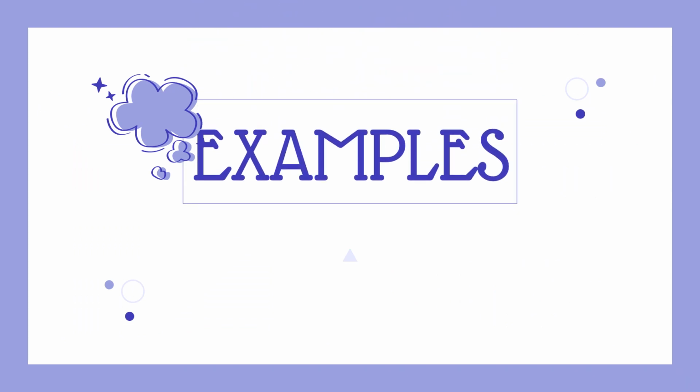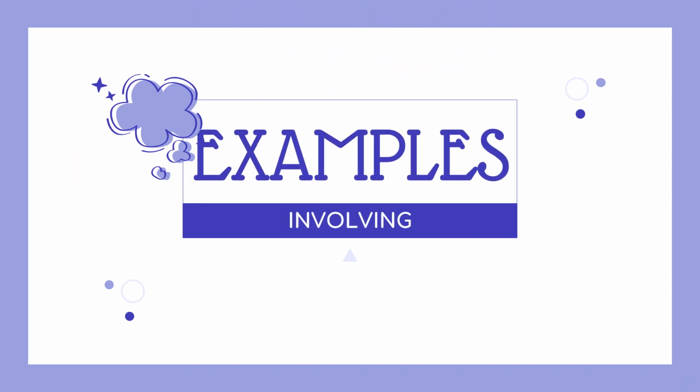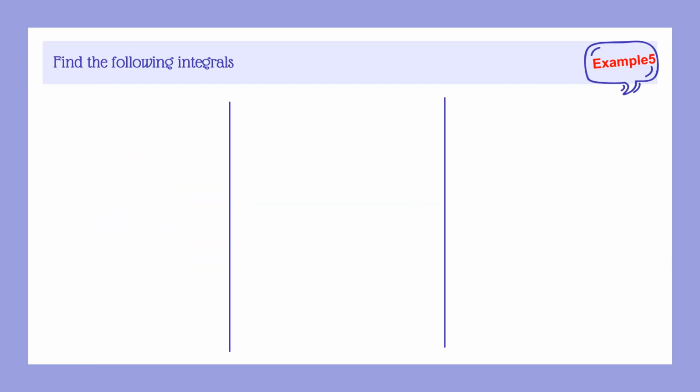Now, let's look at an example involving basic rules of integration. Example 5. Find the following integral. For question A, integrate 2 dx. Since 2 is a constant, to integrate 2 dx, we can use rule number 1, which is the constant rule. So we integrate 2 dx, then we get 2x, don't forget to write plus c. So integrate 2 dx is equal to 2x plus c.